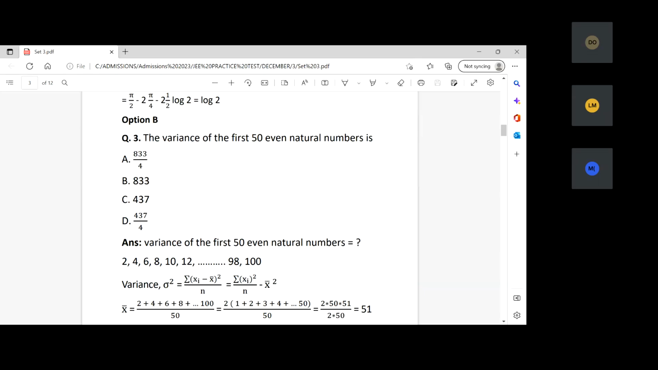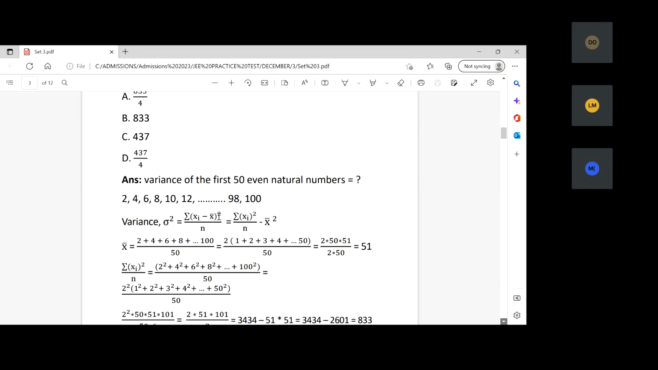So what is variance? Which is sigma square, which is equal to xi minus x bar the whole square by n. Or you can write this as sigma xi whole square by n minus x bar square. So what is x bar? It's the total by the value n. So what's the total? It's 2, 4, 6, 8 up to 100 divided by 50. So you can take this 2 outside so that you can apply the formula n into n plus 1 by 2. What is n here? N is 50. So 50 into 51 by 2. Here you have a 2 and 50 here. So this will get cancelled and you have this value 51 here. So you know now what is x bar.